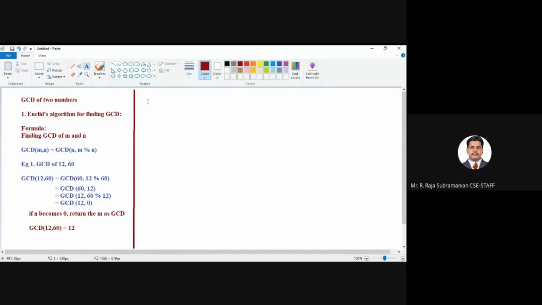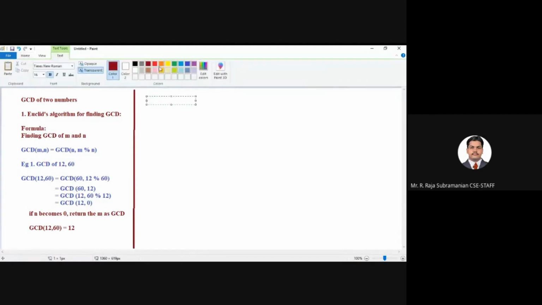I'll be writing with this color itself. Example 2. We can say some value for m can be 25. m is equal to 25 and n is equal to, what can we have? 60. Okay, I'll have something like 16, 64. I think it is also not that big. Let us check.